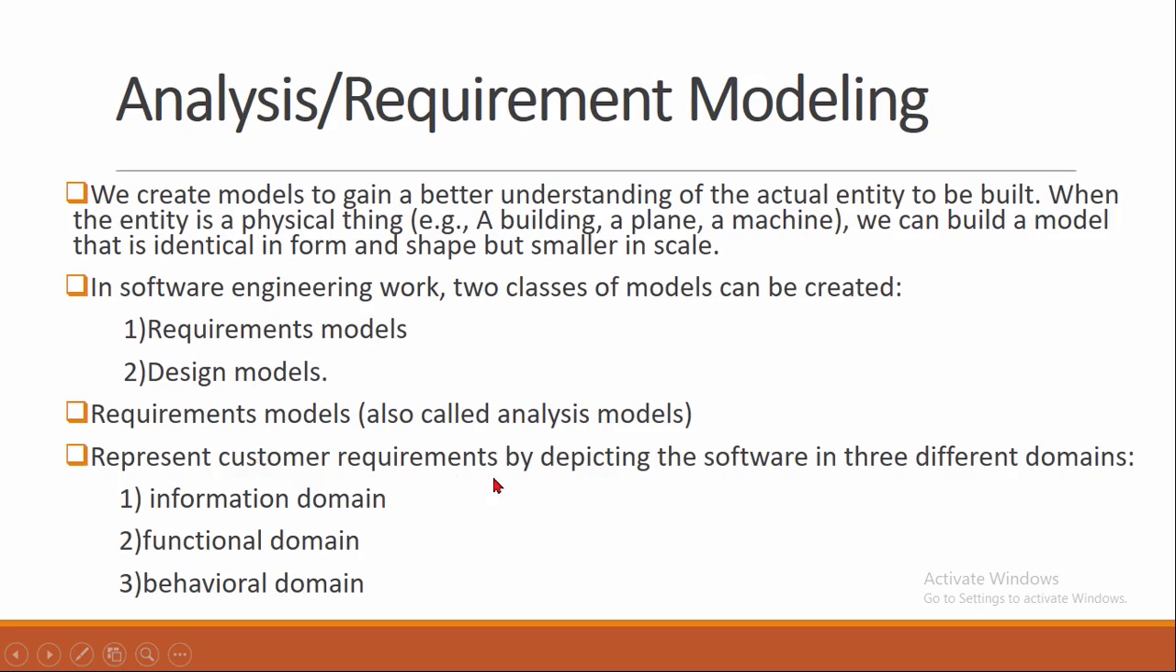It represents customer requirements by depicting the software in three different domains. The first domain is the information domain, then we have the functional model domain, and we have the behavioral domain. The information domain describes the data, the functional domain describes the system operations, and the behavioral domain describes the system behavior in response to events. Together these domains give a complete view of your software system.